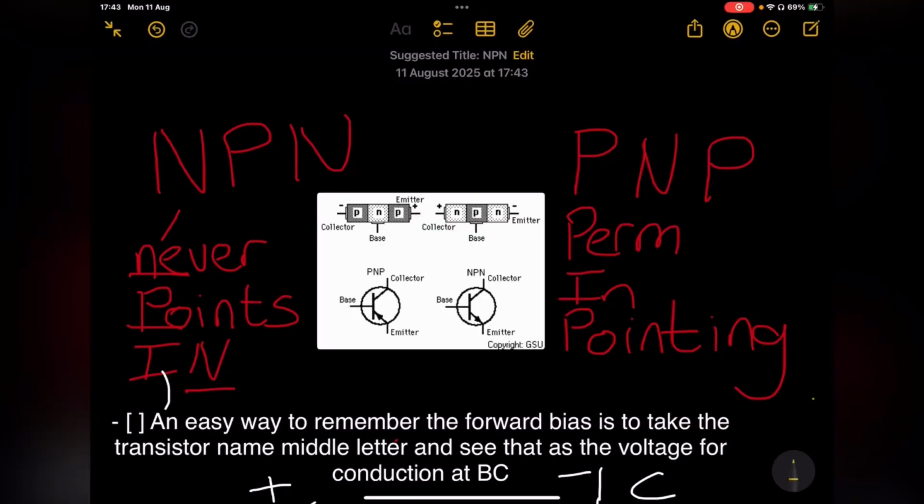My name is Hans, I'm a lecturer at the TechMe Academy, and I'll just be teaching you the BJTs, the two simple types that you get. You get the NPN and the PNP. I'm going to teach you the mnemonics to remember them as well.